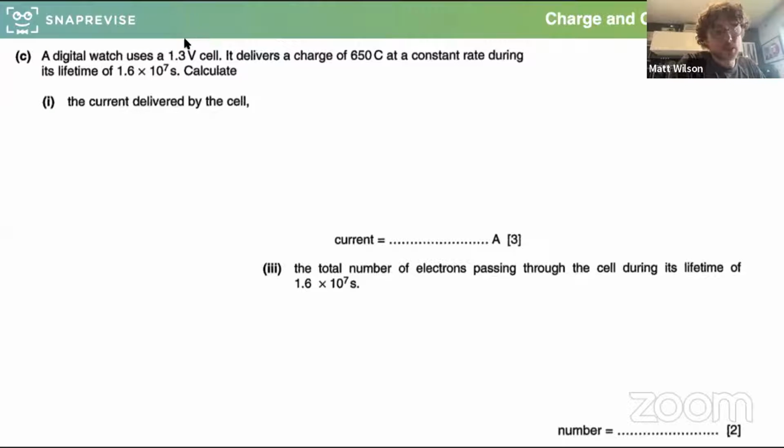Let's label these. We've been given a voltage. We haven't really thought much about voltage today, but that's okay. We've been given a charge, usually given the symbol Q. We've been given a time. They want to know the current, I. Once you've written these out, can you see what equation we should be using? So what equation should we be using?